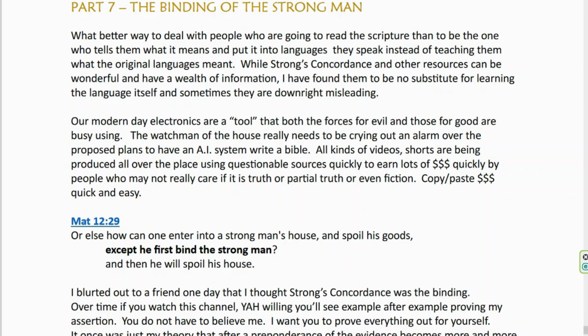Now we're at the last part, part 7, the binding of the strong man. What better way to deal with people who are going to read the scriptures than to be the one who tells them what it means and put it into languages they speak, instead of teaching them what the original languages meant. While Strong's Concordance and other resources can be wonderful, and I have a bunch of them and have a wealth of information, I have found them to be no substitute for learning the language itself, and sometimes they can be downright misleading.